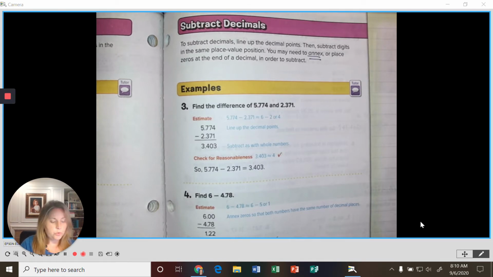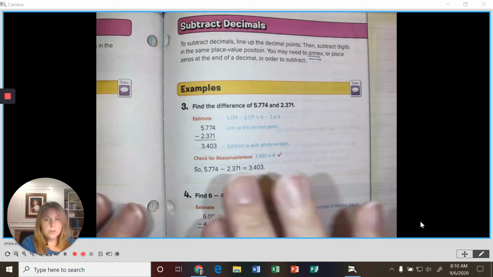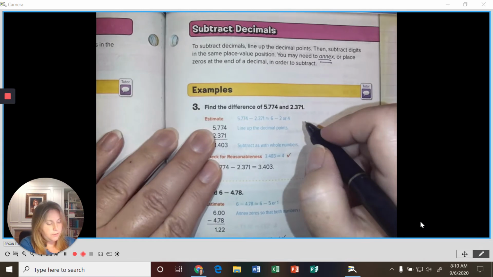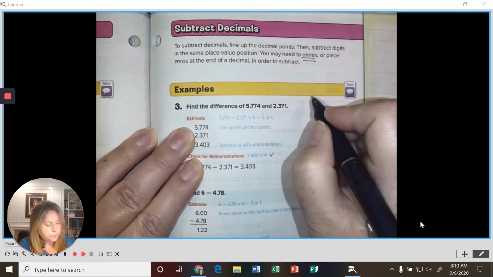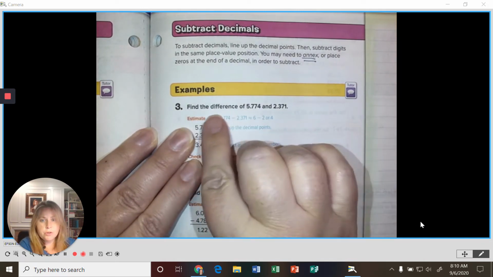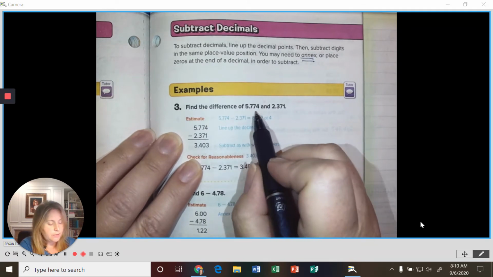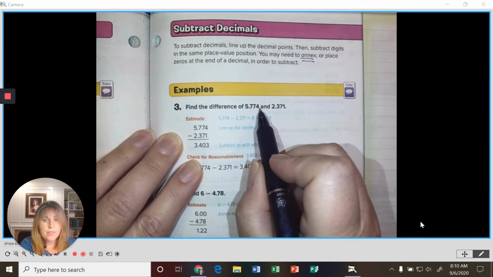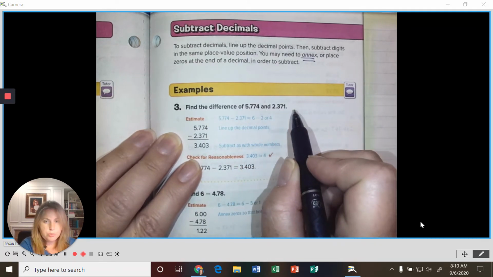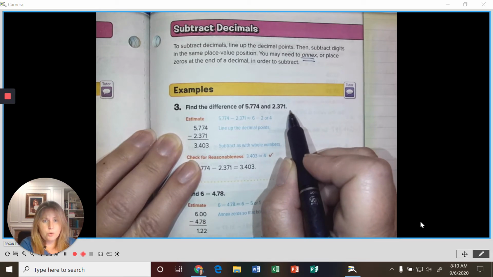All right, so we'll do an example with an annexing of zeros required. All right, so let's look at example 3. Well, let's read it first. Find the difference of 5.774, 5 and 774 thousandths, and 2.371, 2 and 371 thousandths.